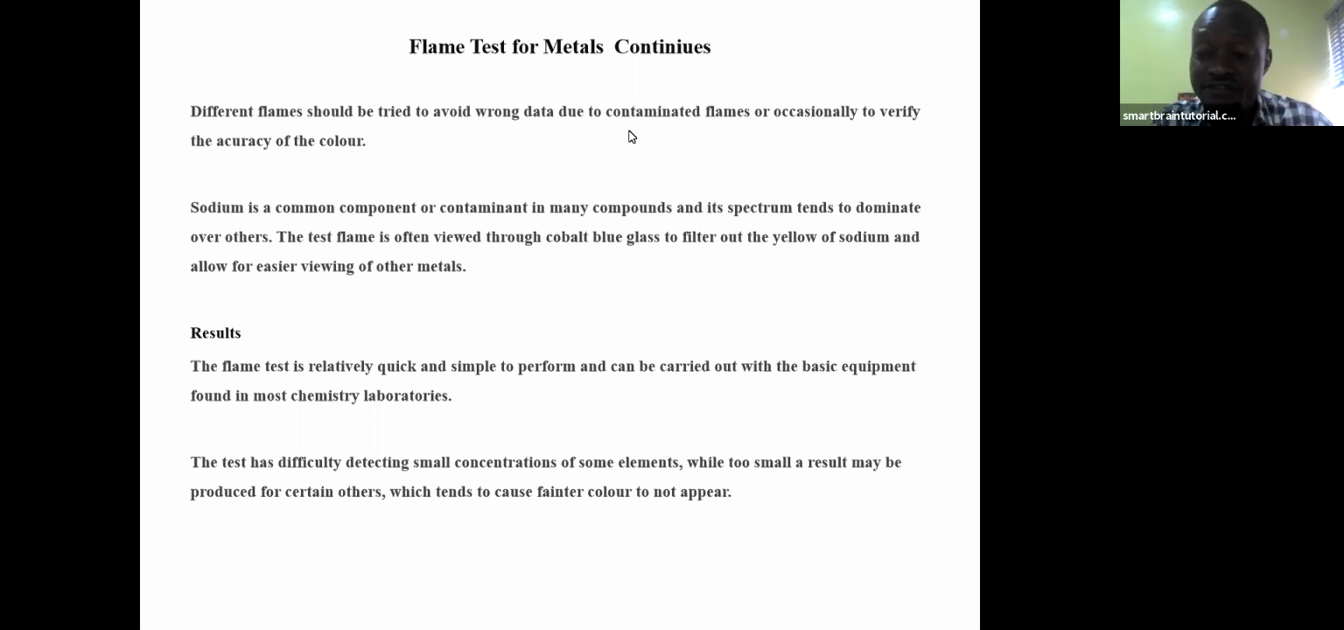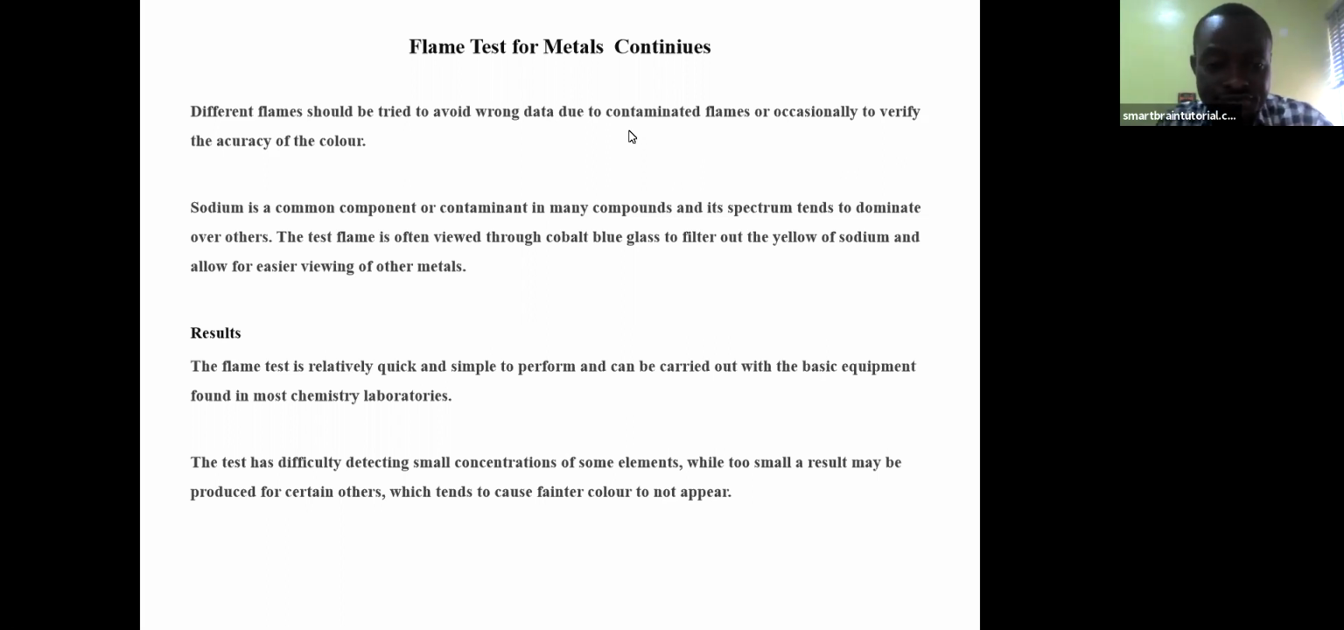Now, sodium gives a very bright yellow color. When you view the flame through a cobalt blue glass, it will filter off all the yellow color. Then it will now expose the actual color of the element that is being tested. This is used to remove error caused by sodium contamination to most other elements or compounds.